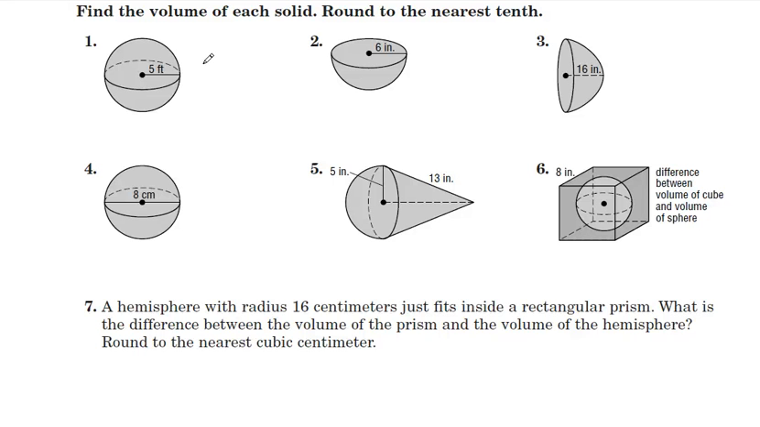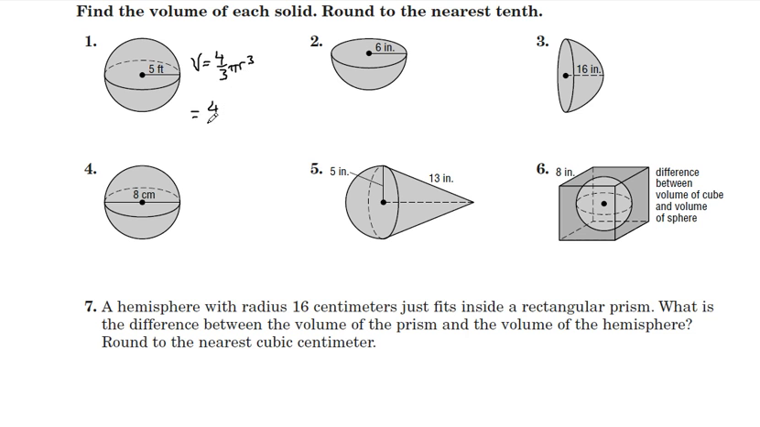Hello everybody. In these exercises we're just going to be finding volumes of spheres and hemispheres. Find the volume of each solid, round to the nearest tenth. That's what we're going to do. The formula is V equals 4/3 pi r cubed. Okay, well, let's plug everything in.